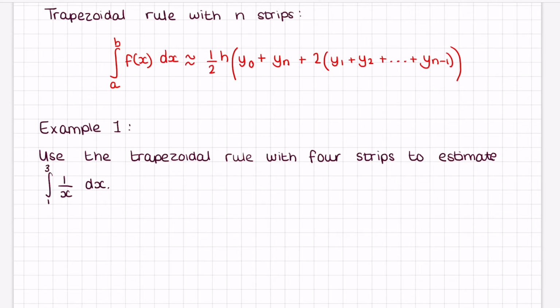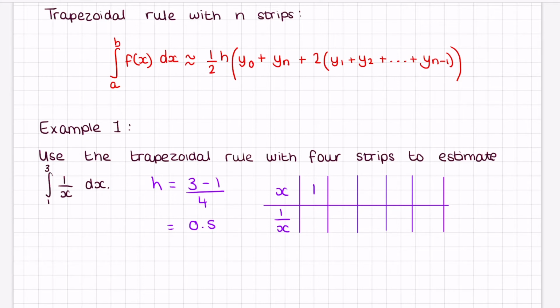The first thing in this situation is we need to find the h value, our width of each strip or each trapezium, which will be h equals the top boundary 3 minus the bottom boundary 1, all over how many strips, which is 4, and this equals 0.5. Once we've done that, we're going to create a table. In our table, our top row will be just x, and our bottom row will be the equation, which is 1 on x in this example. We start at 1, and we go up by our h value each time until we get to our top boundary. So this would be 1, 1.5, 2, 2.5, 3.